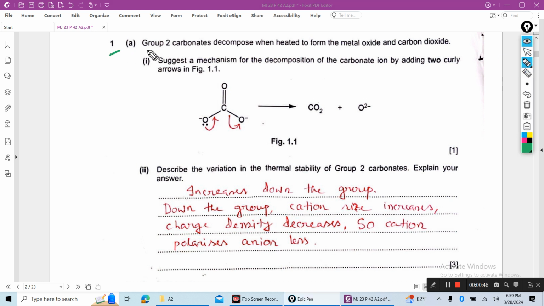First, number 1a, group 2 carbonates decompose when heated to form metal oxide and carbon dioxide. Suggest a mechanism for the decomposition of the carbonate ion by adding two curly arrows in figure 1.1. So this carbonate ion goes to carbon dioxide and oxide ion, metal oxide.